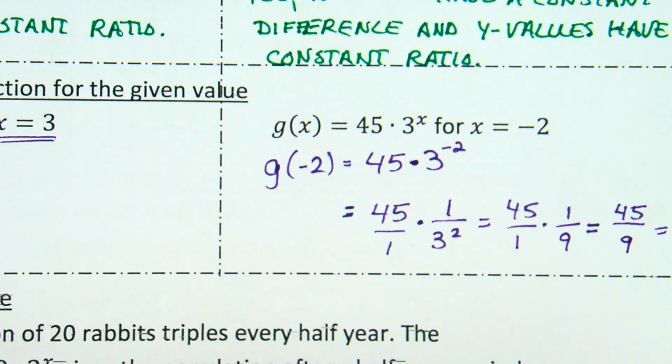Something. I can't count that high. I need a calculator. 9 times what is 45? 5. 5, yeah.